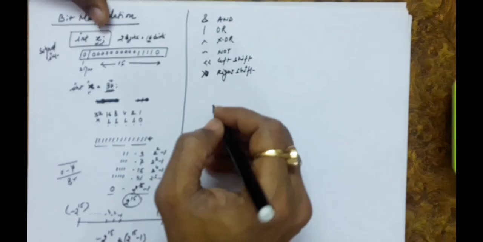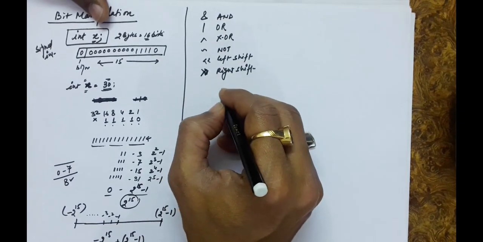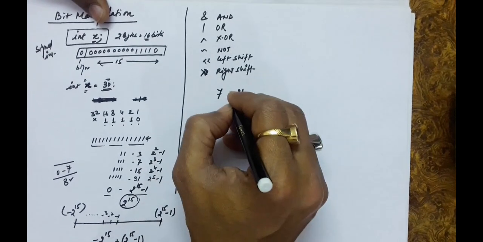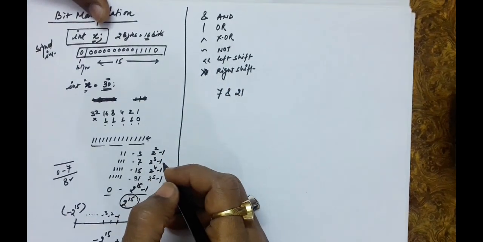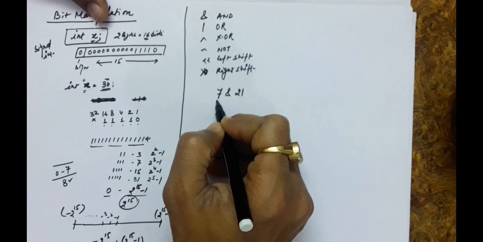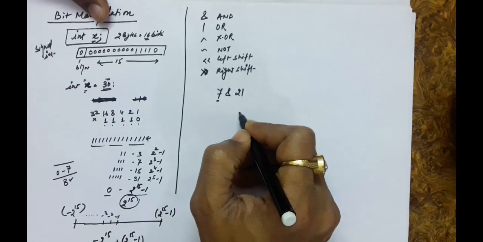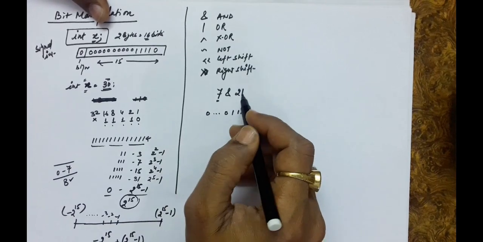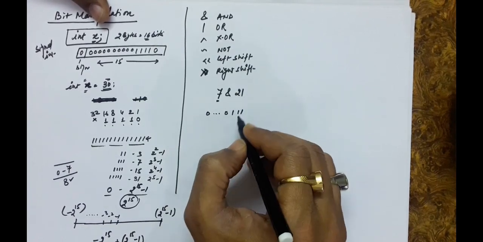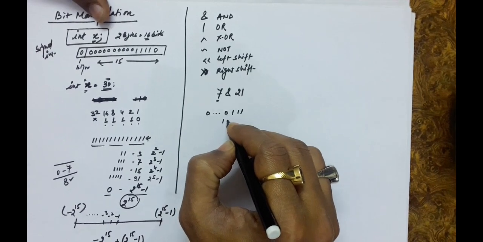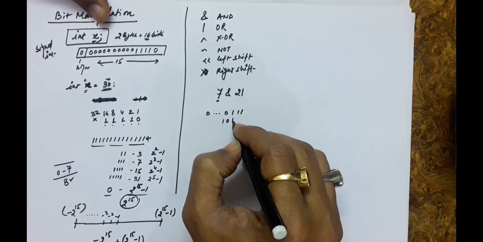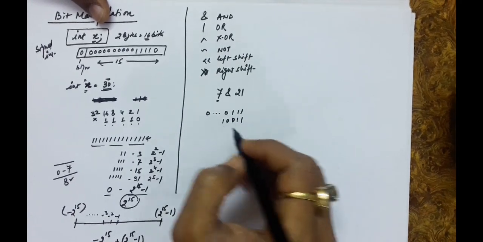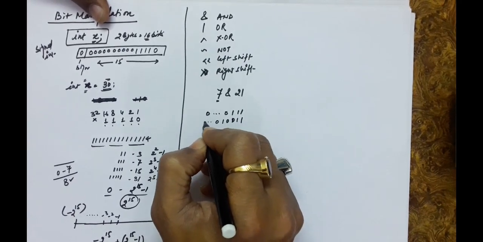So let us first understand the AND. Let's say we have two numbers, 7 and 21, and we are applying an AND between them. What will actually happen? 7 will be represented in binary like this, with leading zeros, and 21 will be represented as 16 plus 5, that means 1, 0, 1, 0, 1, with the leading zeros.